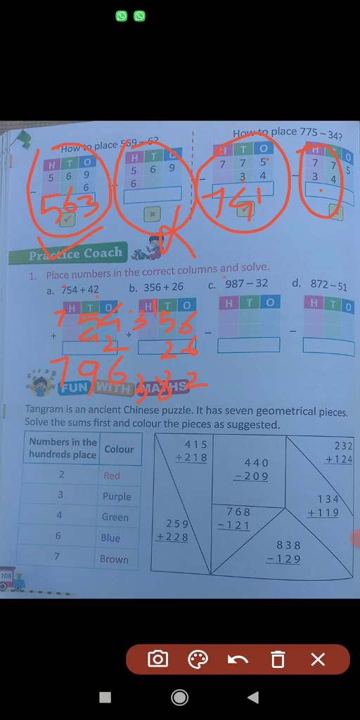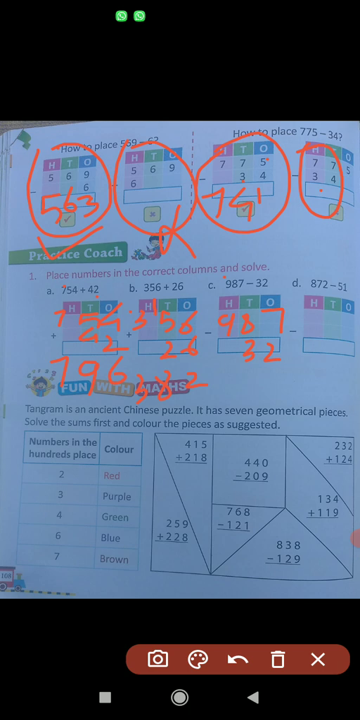Next, 987 minus 32. Write 9 in hundreds place and 8 in tens place. Next number is 7. 7 will be in ones place. Next, 32: 3 and 2 like this. Write 987 minus 32.